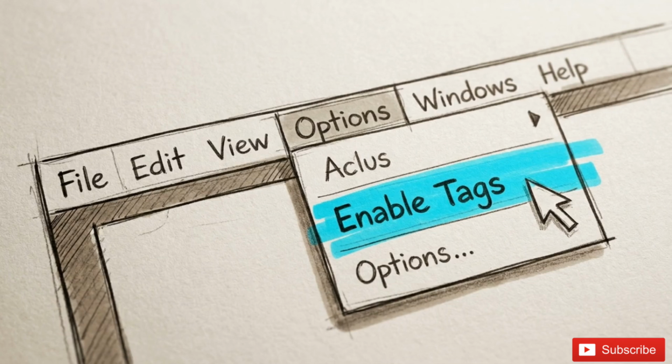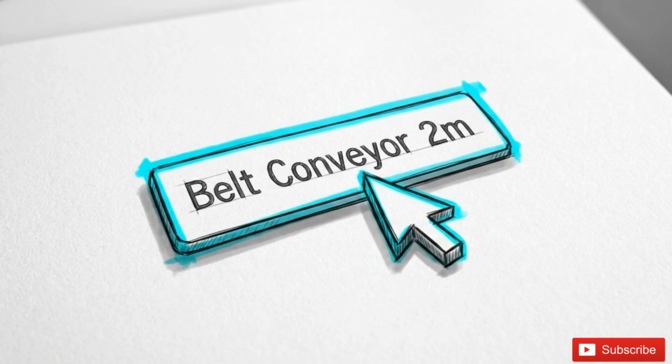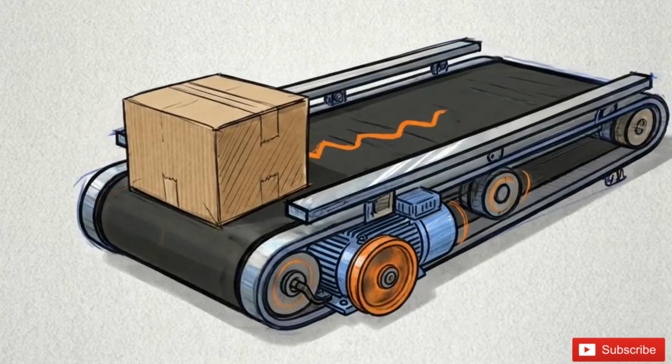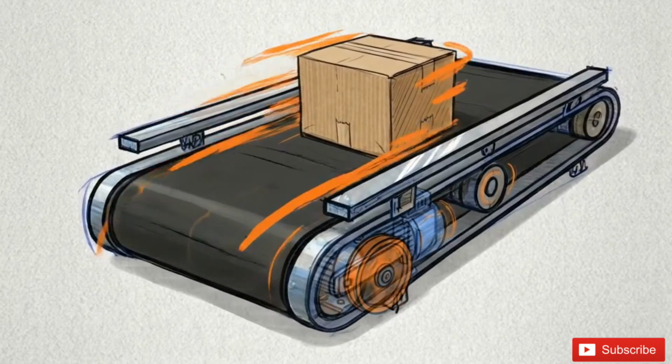With the physical pieces in place, go to the top menu and enable tags. This makes the digital labels for all your physical components visible in the 3D space. Let's test the hardware. Hover over the conveyor tag and click to manually force it on. You will hear the motor engage and watch the box move down the belt.